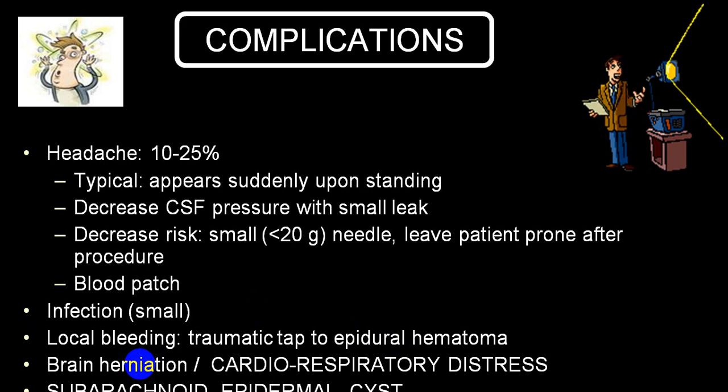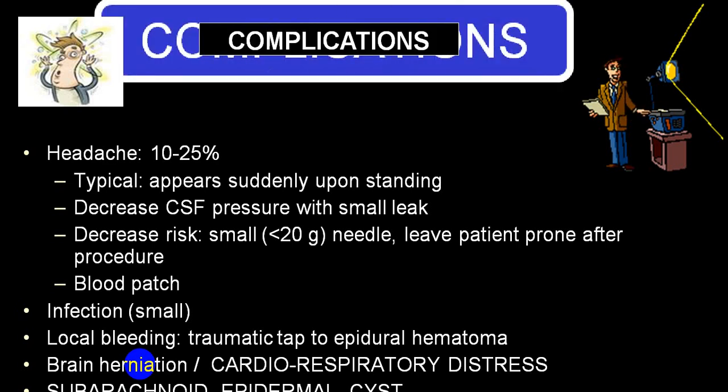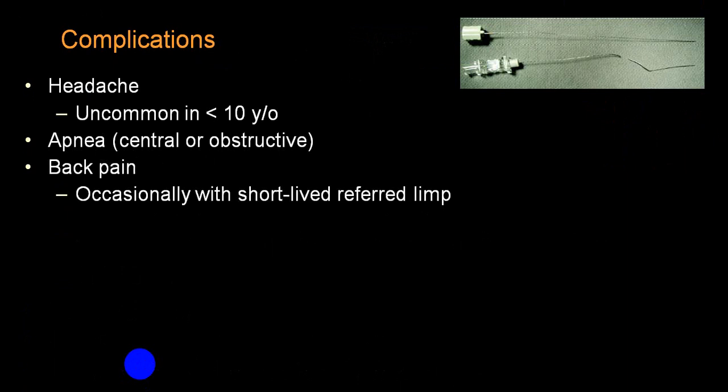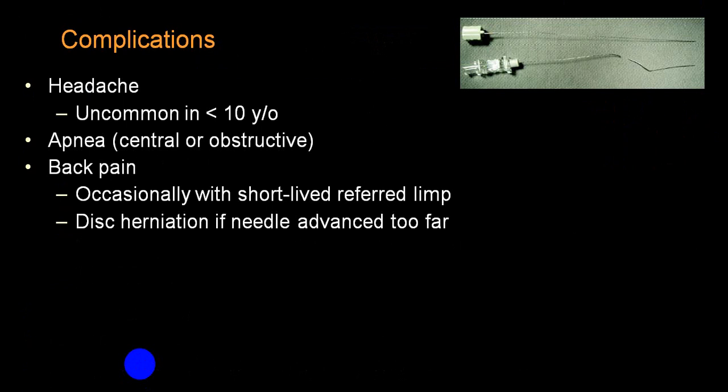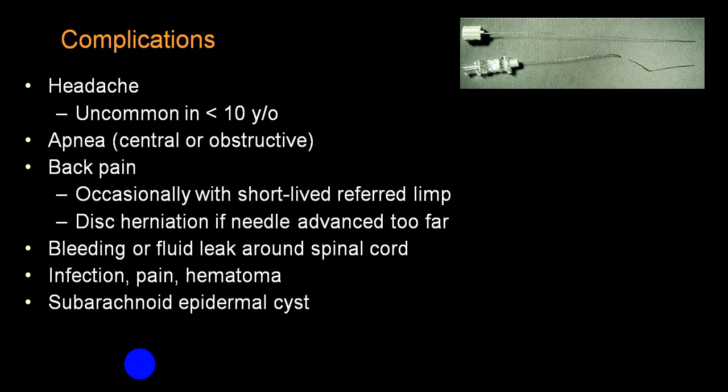Sometimes the person can develop subarachnoid epidermal cyst. These are some of the common complications which you can come across. So headache is most common. Very rarely you can develop apnea, chronic back pain because of traumatic lumbar puncture, disc herniation if the needle has punctured the disc, bleeding and CSF leak, infection, hematomas, epidermal cyst.